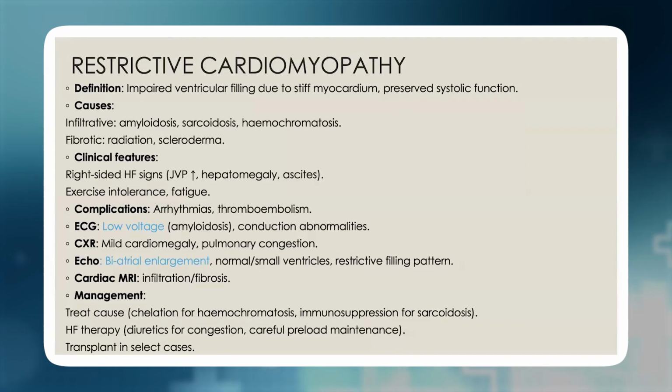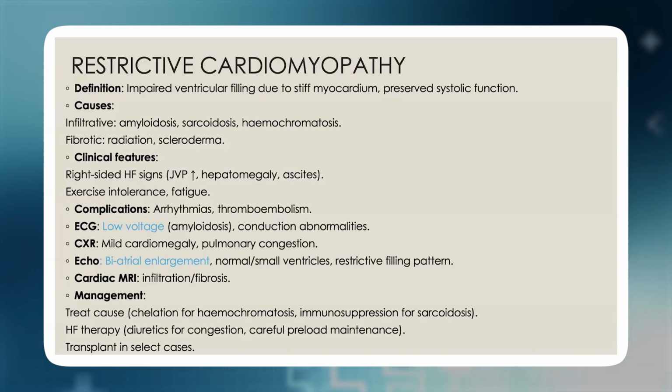So when there is impaired filling of the ventricles, there will be an increase in the systemic venous pressure, which will lead to high JVP, hepatomegaly, and ascites. There will be exercise intolerance and fatigue. Dyspnea, frank dyspnea, and pulmonary edema, which are signs of left heart failure, are rare in restrictive cardiomyopathy. Causes are infiltrative, like amyloidosis, sarcoidosis, hemochromatosis. Questions can come from any of the three, all three are quite important, or fibrotic lesions like radiation or scleroderma. Complications are mostly arrhythmia and thromboembolism.